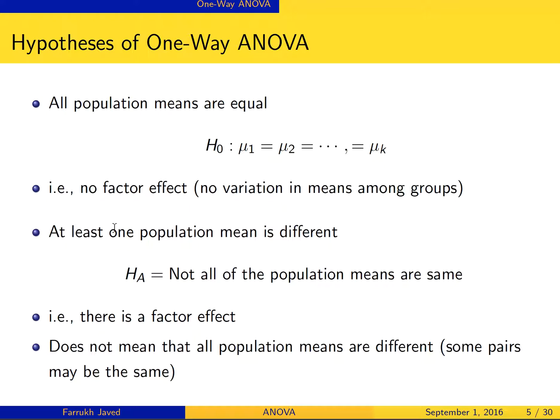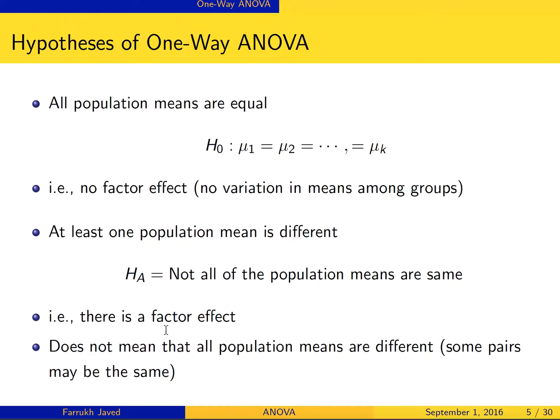So my alternative hypothesis would be that at least one of the population means is different. Not all of the population means are the same. At least one of them can be different, or all of them can be different as well. But "at least one" is the minimum requirement for the hypothesis to be an alternative hypothesis: not all of the means are the same, at least one is different. And there is a factor effect.